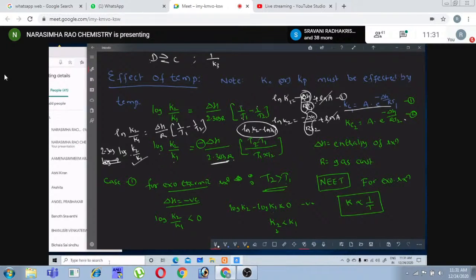Clear now? It's clear. Ashwit? Yes sir, clear. Right. Now this is the case of exothermic reaction. In case of exothermic reaction, what we have to take?